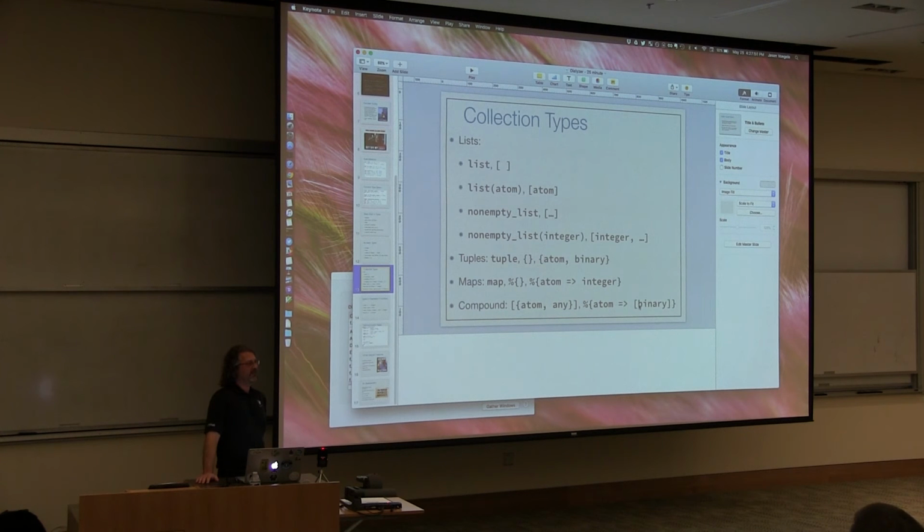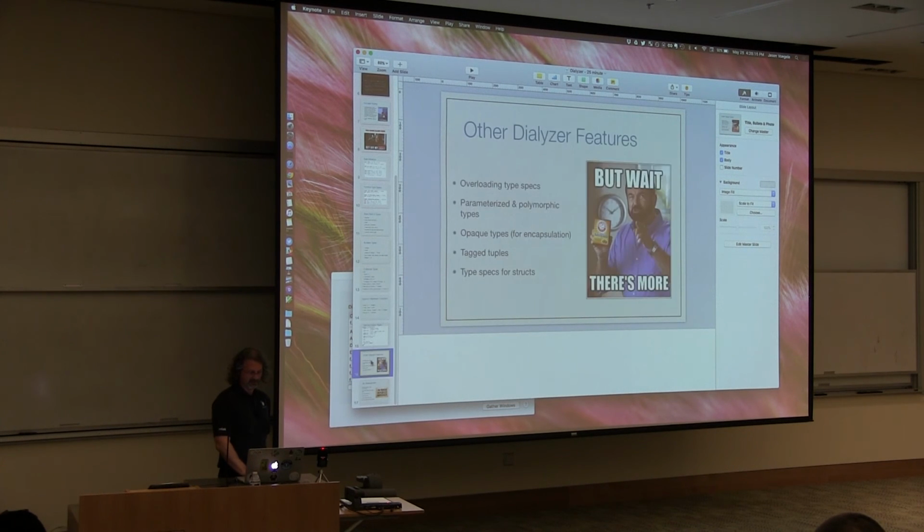The tool is really smart about Erlang syntax, so it understands the pattern matching and having multiple function heads that have different patterns of arguments. There's a feature in Dialyzer that I didn't really get to talk about, which is overloading the type specs. So you would have an overloaded type spec if you have a function that has multiple heads that match on different patterns.